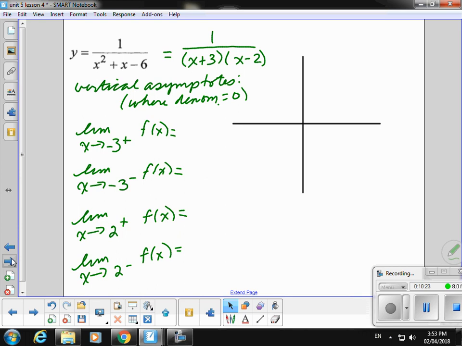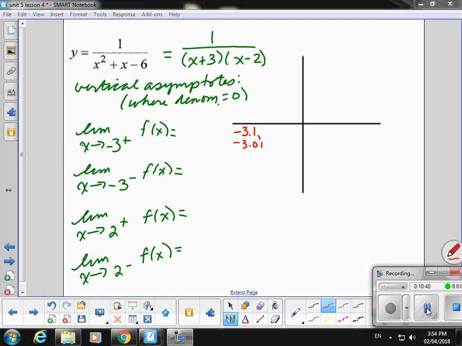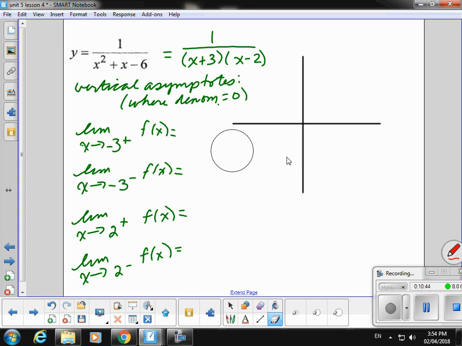Using some values, I'm going to approach -3 from the right side. So -3.1, and then I'm going to look at -3.01. Sorry, those two are from the left side: -3.1, -3.01. And then from the right side, I'm going to look at -2.9, -2.99. What a painful process.